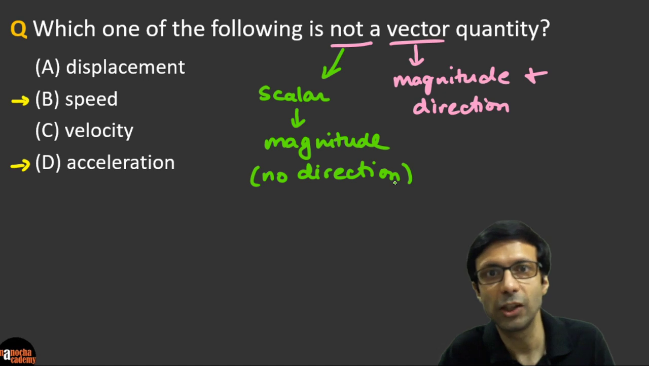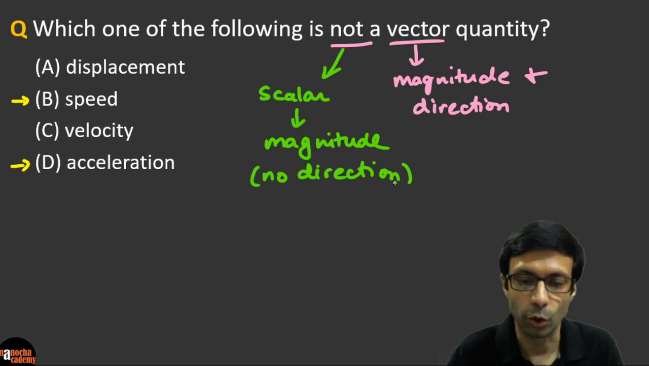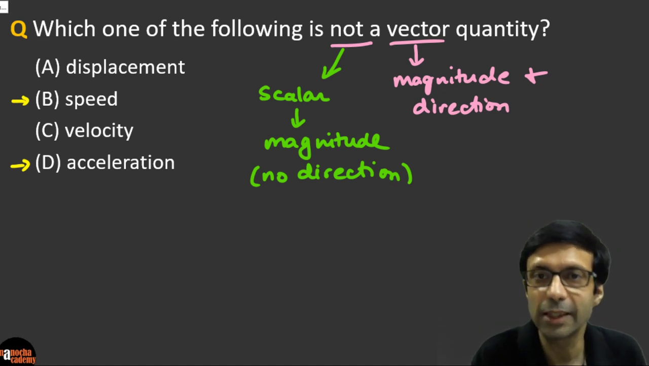And guys, let's go over these options here. Displacement by physics definition, it is a vector quantity. So it can't be the first option because that has a direction. The next one, speed.